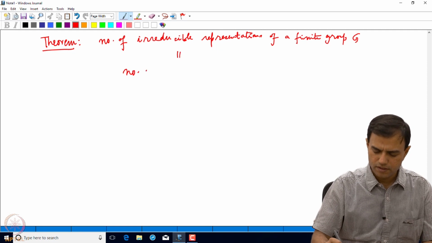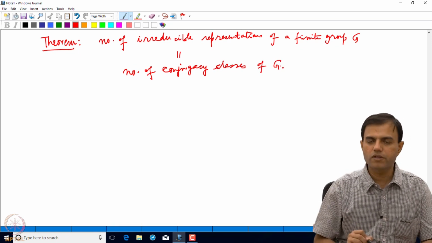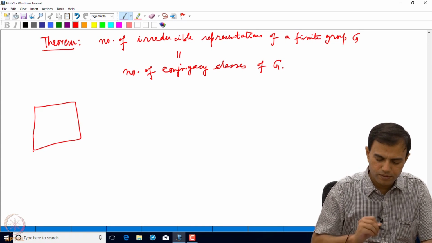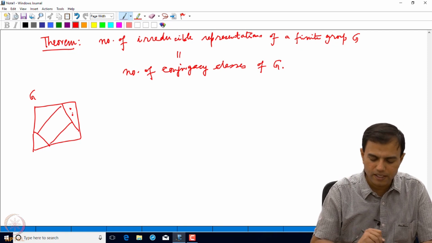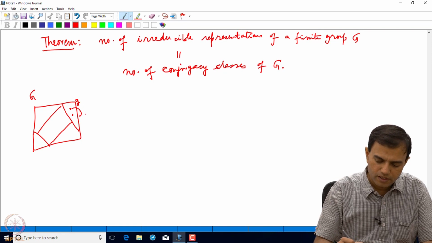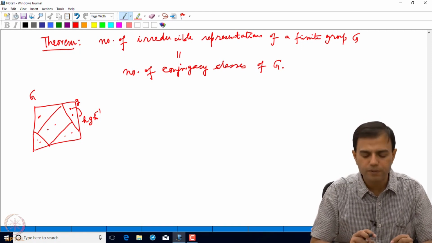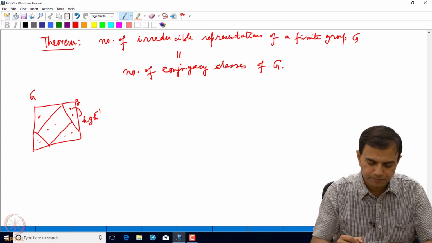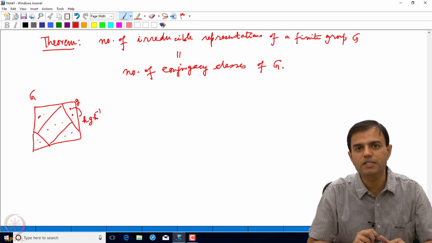equals the number of conjugacy classes of G. What are conjugacy classes? You have a group and you break it into partitions. On what basis? Two elements are in the same partition if they can be obtained from each other by conjugation. So any two elements here are conjugate to each other, any two elements here are conjugate to each other, and like that, with that kind of equivalence relation, you partition your group and each partition is a conjugacy class. So how many conjugacy classes are there? It's actually the same as the number of irreducible representations.